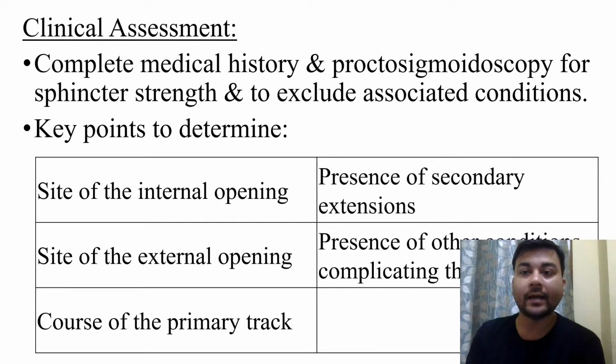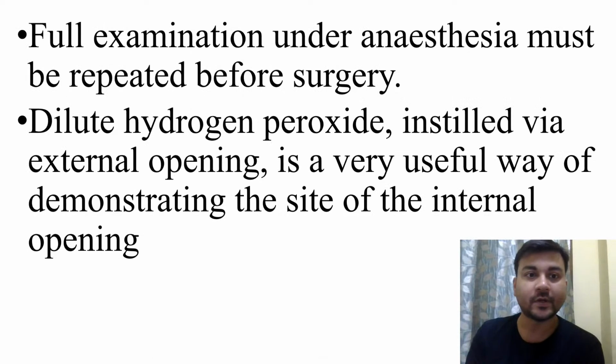Complete medical history and proctosigmoidoscopy for sphincter strength and to exclude associated conditions. The key point to determine in fistula in ano is the site of internal opening. The points that we should take care of in fistula in ano are the site of internal opening, then the site of external opening, where the external opening is. We can do per rectal examination also to identify the site of internal opening. Then course of primary tract, presence of secondary extensions, and presence of other conditions complicating the fistula. So these are important points that you should take care of when you are assessing a patient of fistula in ano.